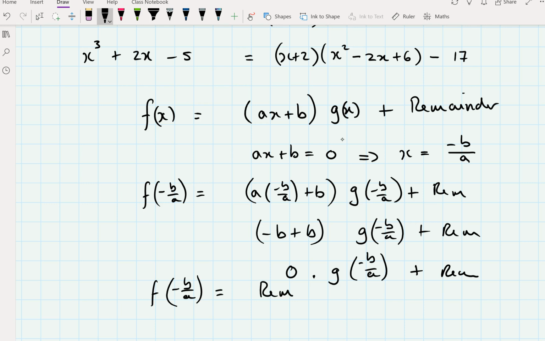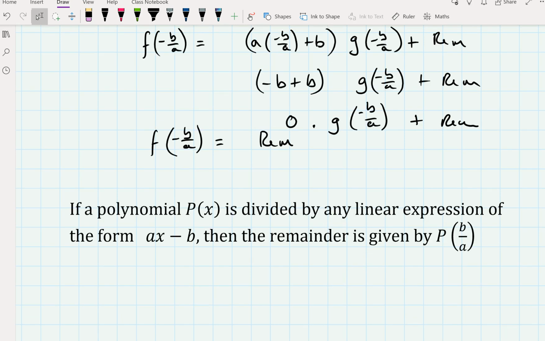Now, you don't need to learn this theory. I'm just explaining to you. But what you will need to learn is the formula, or the theory, the statement that goes with the remainder theorem, and it goes something like this. This is the formal statement of the remainder theorem. If a polynomial p of x is divided by a linear expression in the form ax minus b, then the remainder is given by p of b over a.